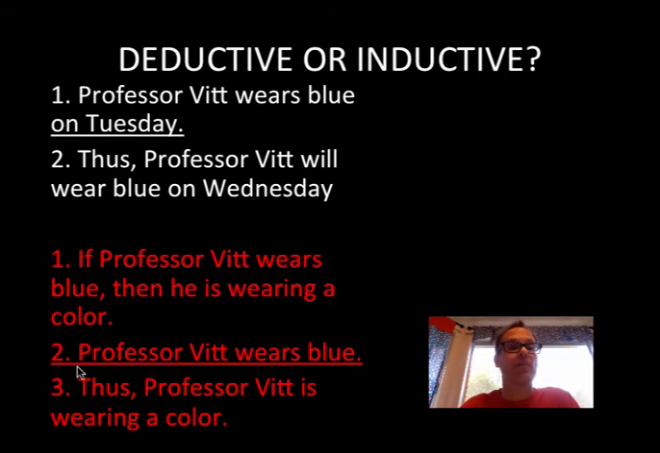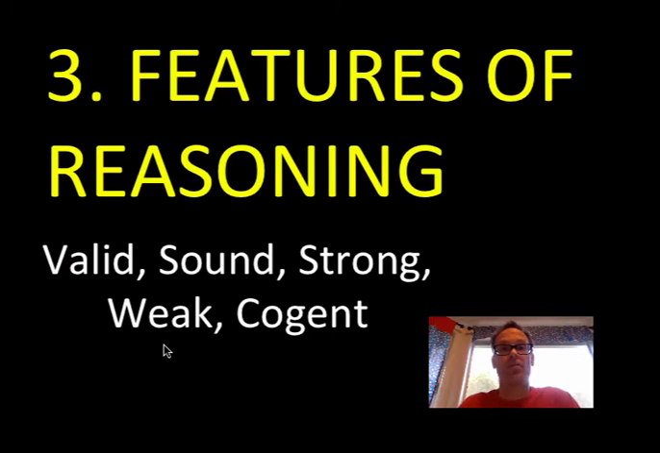Let's contrast that with the argument in red here, which says, if Professor Vitt wears blue, then he is wearing a color. Professor Vitt wears blue, thus Professor Vitt is wearing a color. Notice here that if 1 is true and 2 is true, then 3 must also be true. It's forced to be true. And that's the hallmark of a deductive argument, because the support relationship between the premises and the conclusion is absolute. In other words, 1 and 2 force 3 to be true.